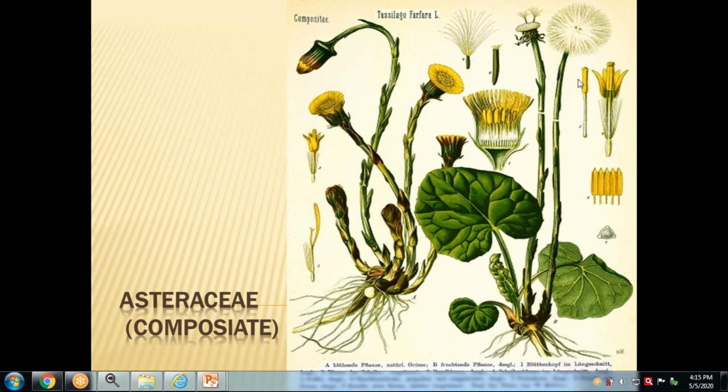This is the next family we are going to see, that is Asteraceae, previously known as Compositae. The new name is given as an ending with -aceae, that is Asteraceae. Everybody knows sunflower. Everybody knows Bhringraj. These are the major, prominent plants coming from this particular family.